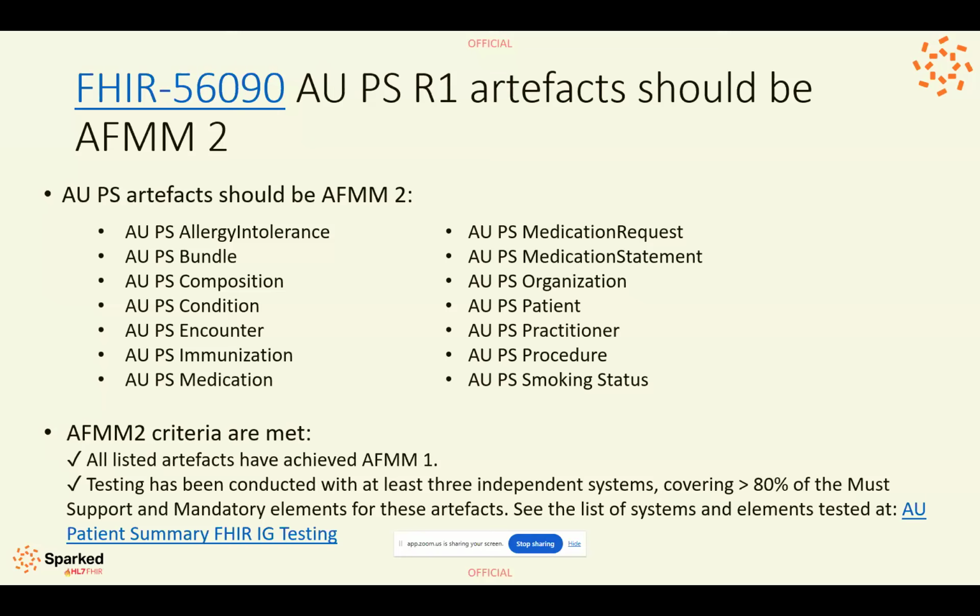So the AU PS composition, which is one of these items that's going to AFMM2, does actually allow undefined sections. So if you wanted to, you could include things like dietary information into it. Even though composition is going to be AFMM2 with its maturity, its actual model does allow other content in it. Although the content around dietary is not here in this list, that's because it doesn't stop you coming up with your own version of that or just including a narrative, etc., as part of that composition.